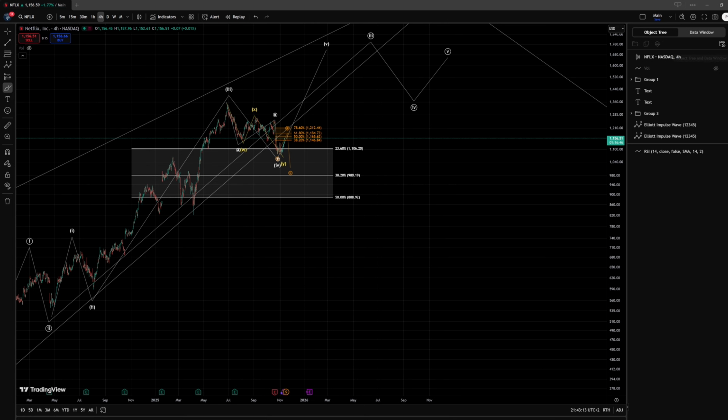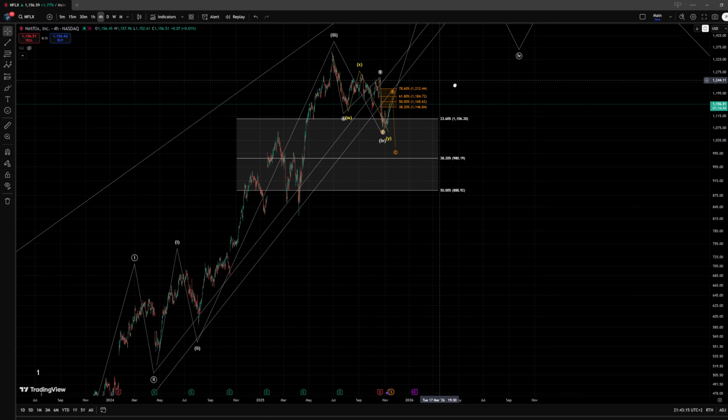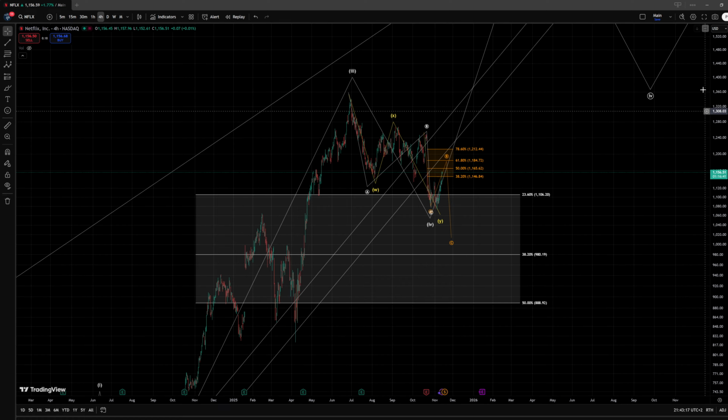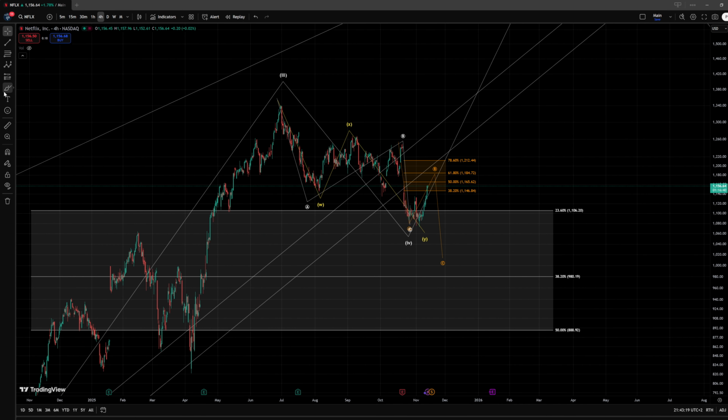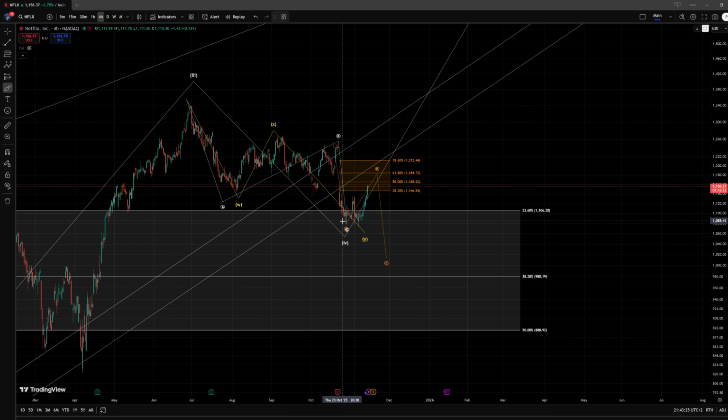Now, within this pattern, we have actually a couple of ways we could consider it even complete at this point. Even in the previous video, we had the possibility of tracking it as complete, but it seems we needed to form another low. We did it, but at this point, we are already extending into the resistance area.